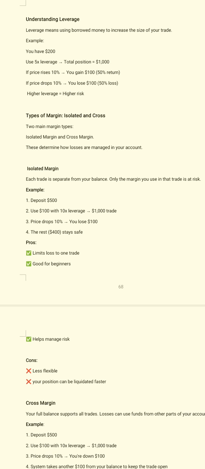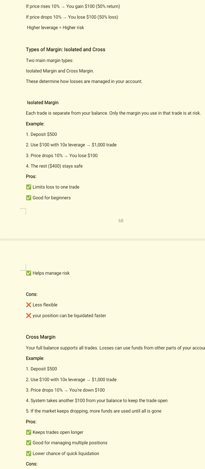So now, when the market is going against you, it is only that $100 that you multiplied by 10 that is going to go. So it will not go into the remaining $400 that is there. So that is how isolated works. It cannot cross to the remaining balance and take it from there. It will only liquidate the $100 that you took from the $500. So the remaining $400 is safe, extraordinarily safe. That is the meaning of isolated.